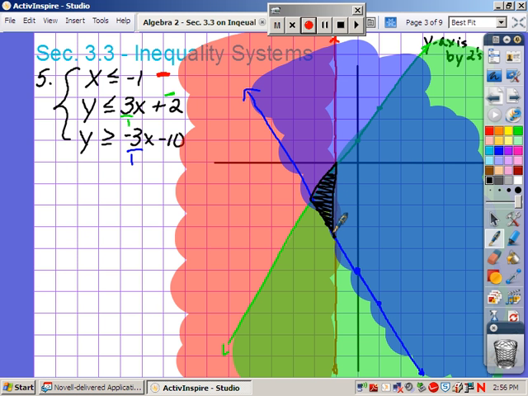So again, when you start seeing a whole bunch of shading overlapping each other like that, or when you have multiple inequalities on the same graph, you're going to see that those overlapping shading areas get really small really quickly.